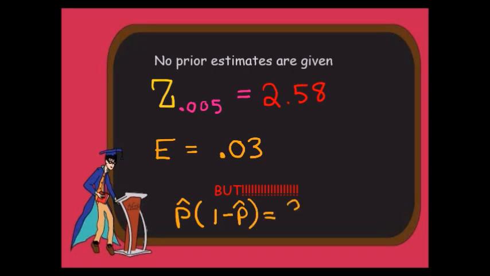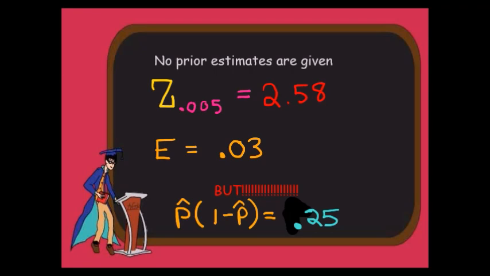Well, we come up with a worst case scenario for the p hat times 1 minus p hat. It's mathematically proven. I'm not going to do it in this video, but you do have to know that if no prior estimates are given, we change the p hat times 1 minus p hat to 0.25. Aha, 0.25. Interesting. And that's a worst case scenario? Well, let's plug it into our formula.